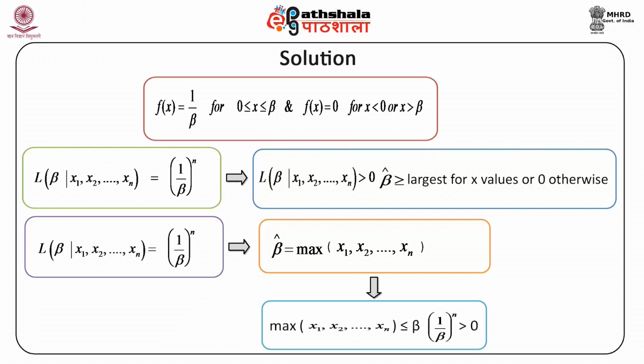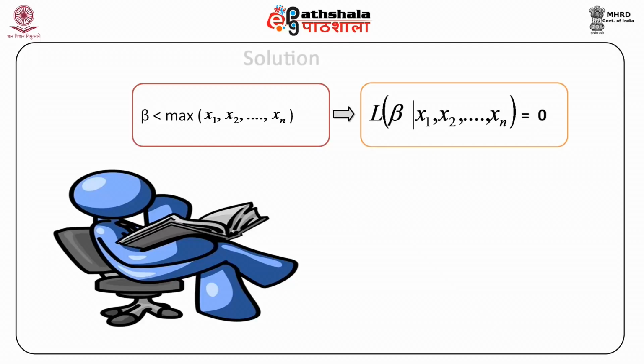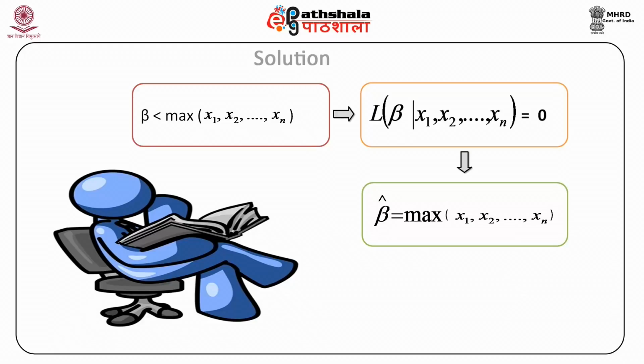As long as this maximum of x1 to xn is less than or equal to beta, the likelihood would always be 1 upon beta raised to the power n and greater than 0. However, if beta is less than the maximum of these values x1 to xn, then the likelihood function of beta given all these values of x1 to xn is equal to 0. Therefore, the maximum likelihood estimator for beta is beta hat equal to the maximum of x1, x2 to xn.